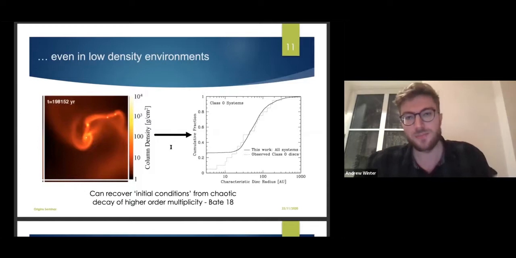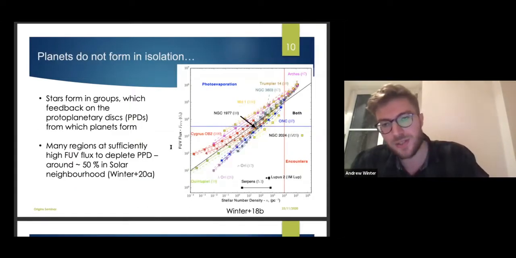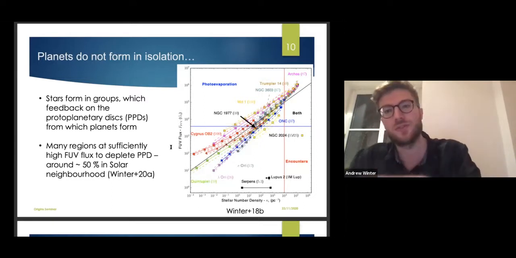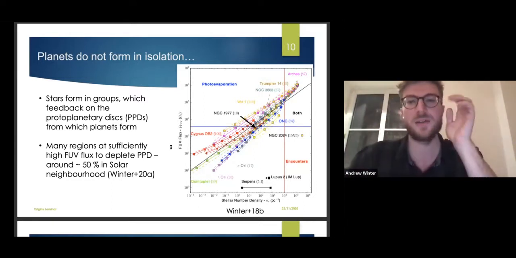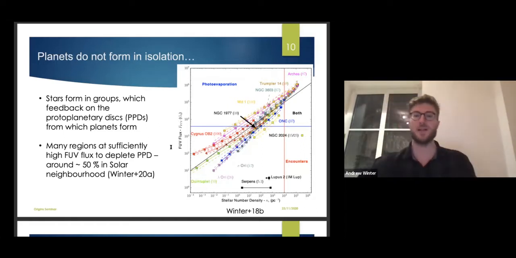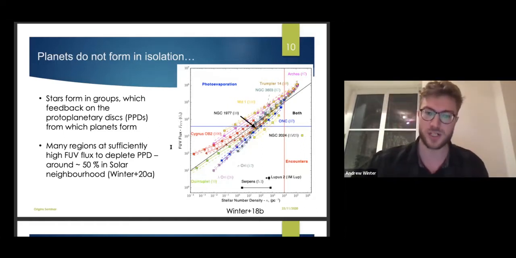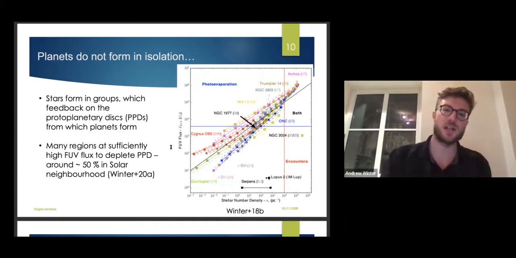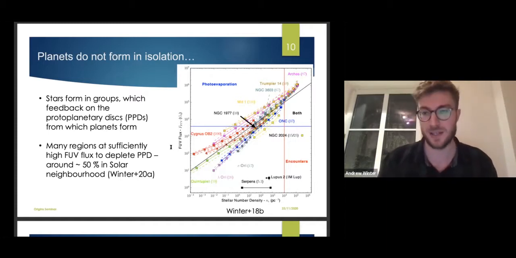However, I should also point out the other feature of this diagram, which is the threshold drawn on for encounters as well, this red vertical line at 10 to the 4 stars per cubic parsec. And this is the canonical threshold above which you'd expect random encounters to really start to truncate a disk within a few million years, within the typical lifetime of a protoplanetary disk.